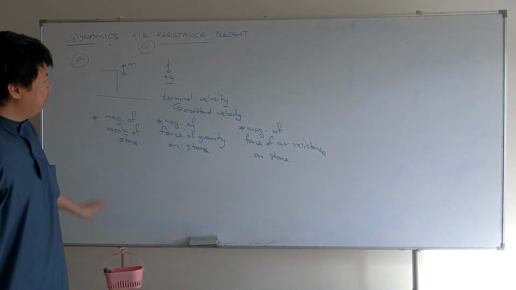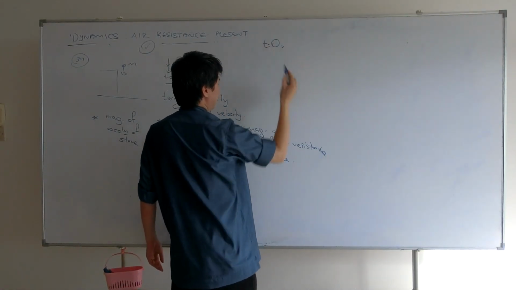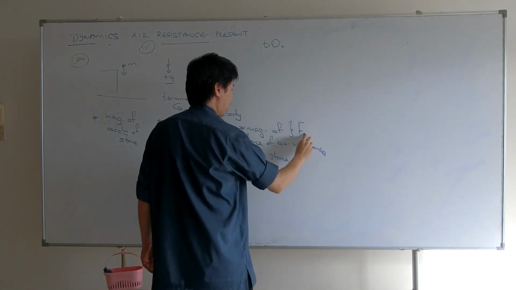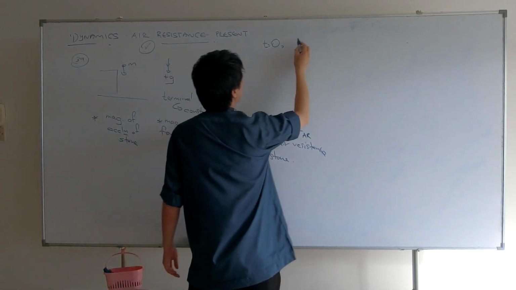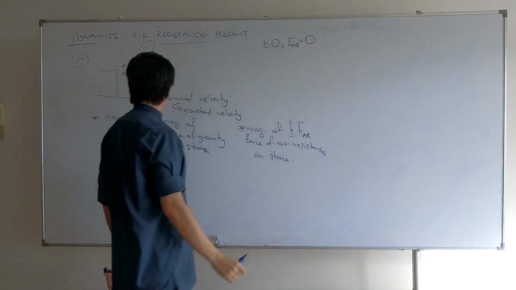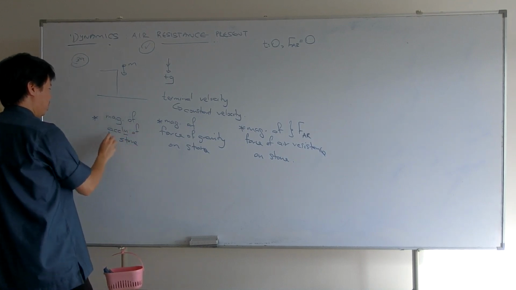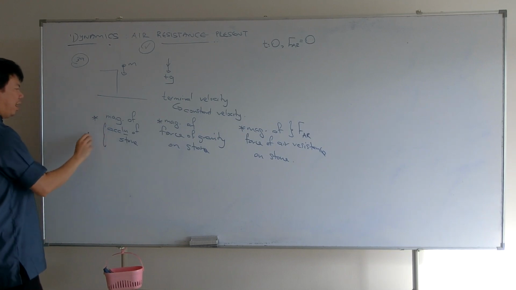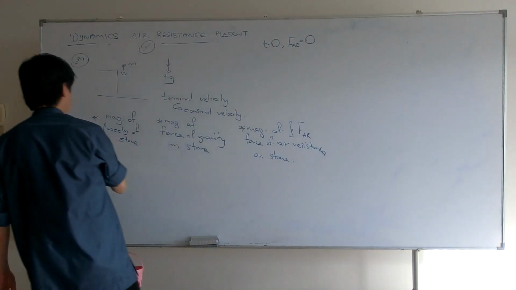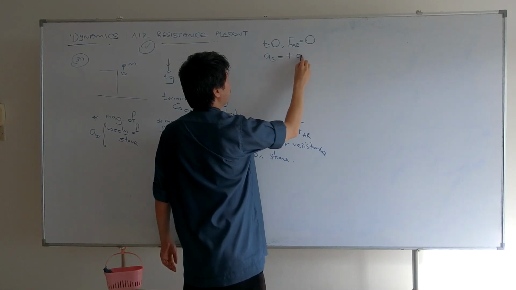So, if you see the previous video, this is what happens when stone falls. When t equals 0, let's give force of air resistance a symbol. Force of air resistance is also equal to 0. Magnitude of acceleration of stone, let's give this a symbol, where A is for acceleration. Therefore, acceleration of stone, AS, is equal to positive g.